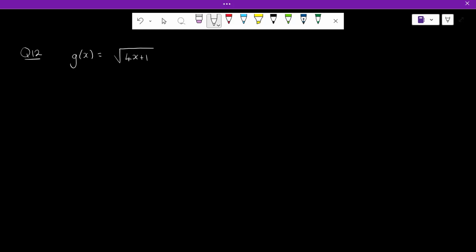Okay, so question 12, we have to determine the domain and range of this function. Just a reminder of the basic version of a square root graph: y is equal to the square root of x. This is a graph that starts from 0 and it increases from left to right.